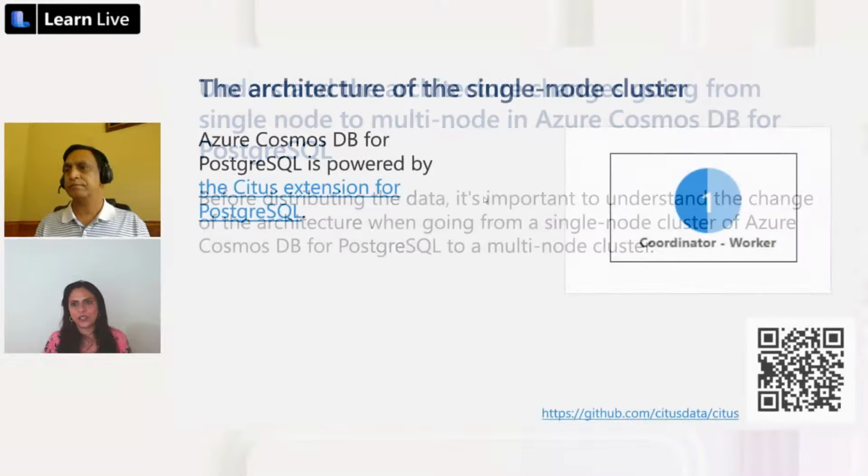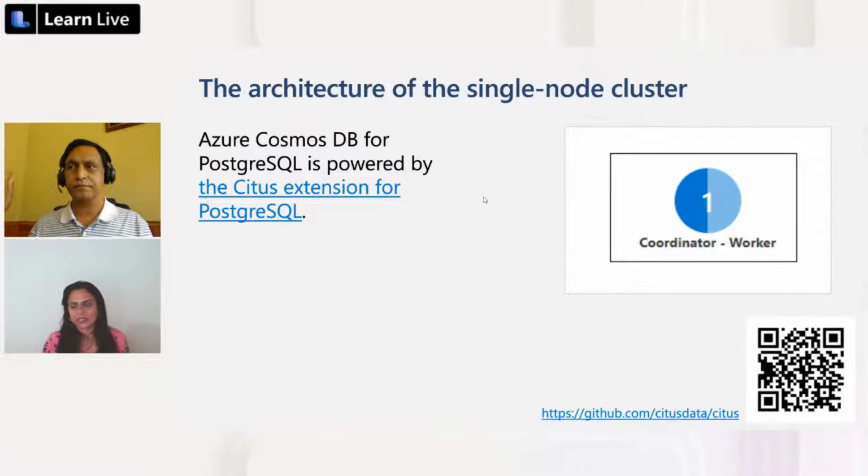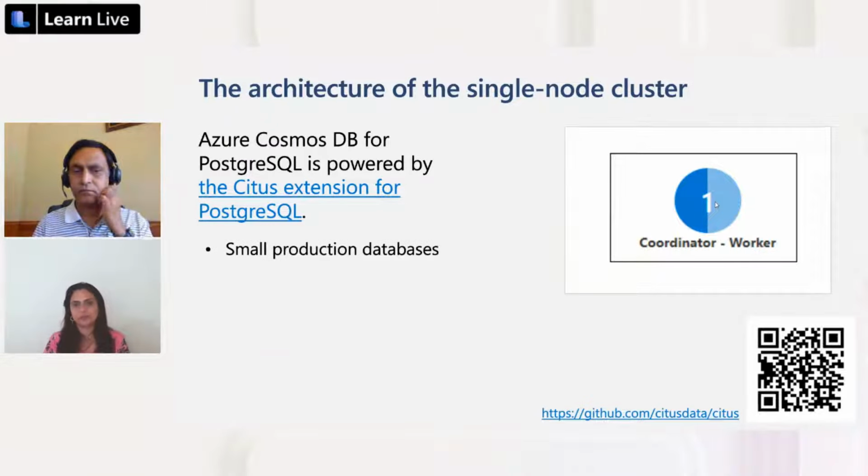So once you go from the single node cluster, as you can see, you have the same node. It's one physical node, but both the coordinator node and the worker node now exist on that same single node. So the coordinator node and worker node are shared on that single node.